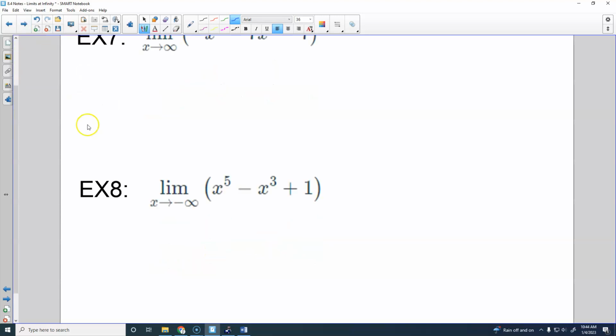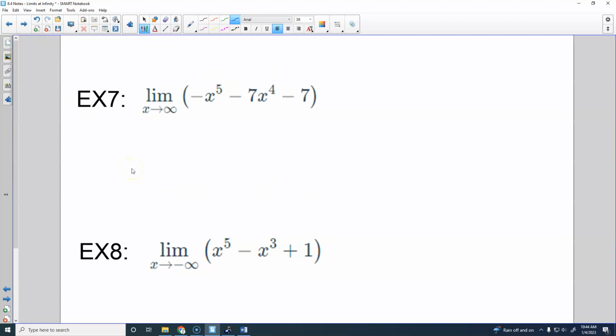Alright, so we're going to do a couple of these where we're sort of plugging in infinity. So I've got the limit as x approaches infinity of negative x to the 5th minus 7x to the 4th minus 7. So let's think about what's going to happen a little bit here, before I go straight to the shortcut for you. So let's pick some numbers that are going to get larger.